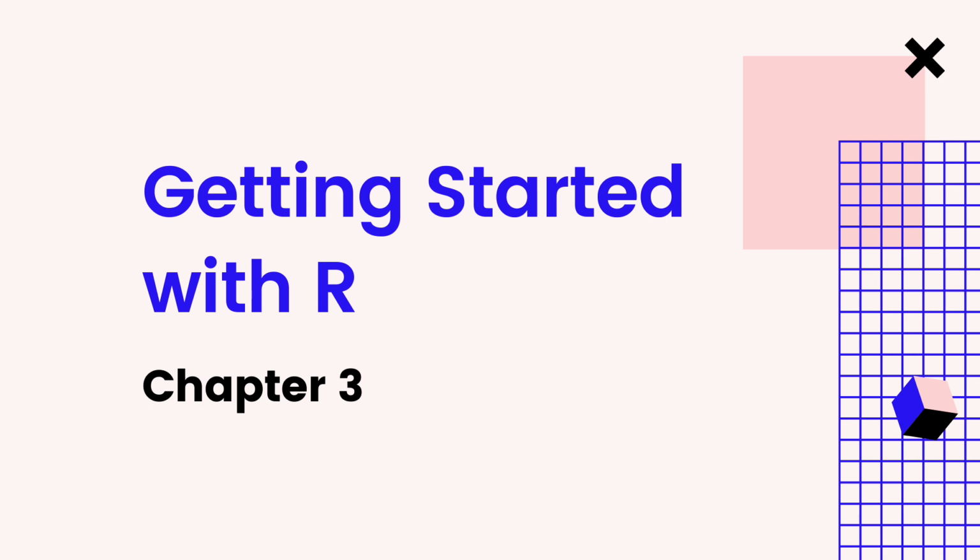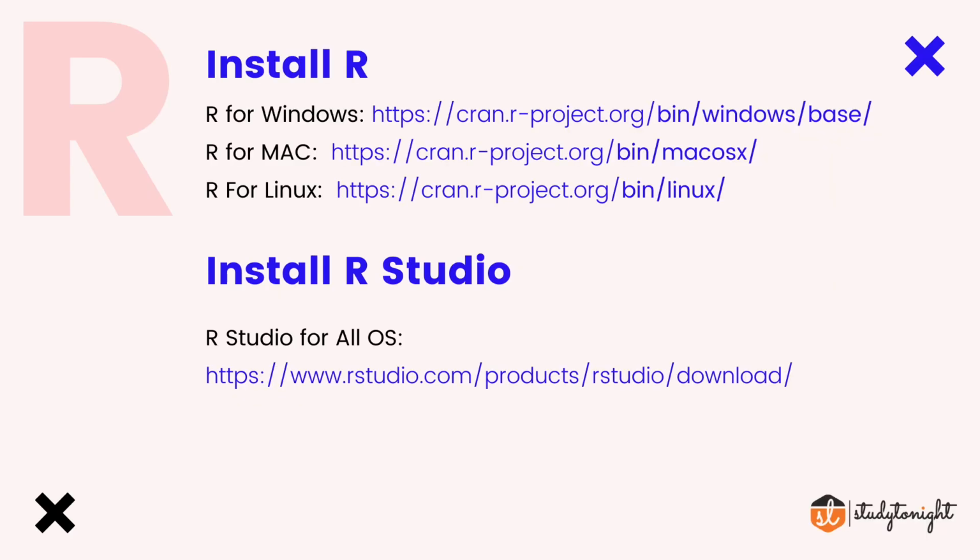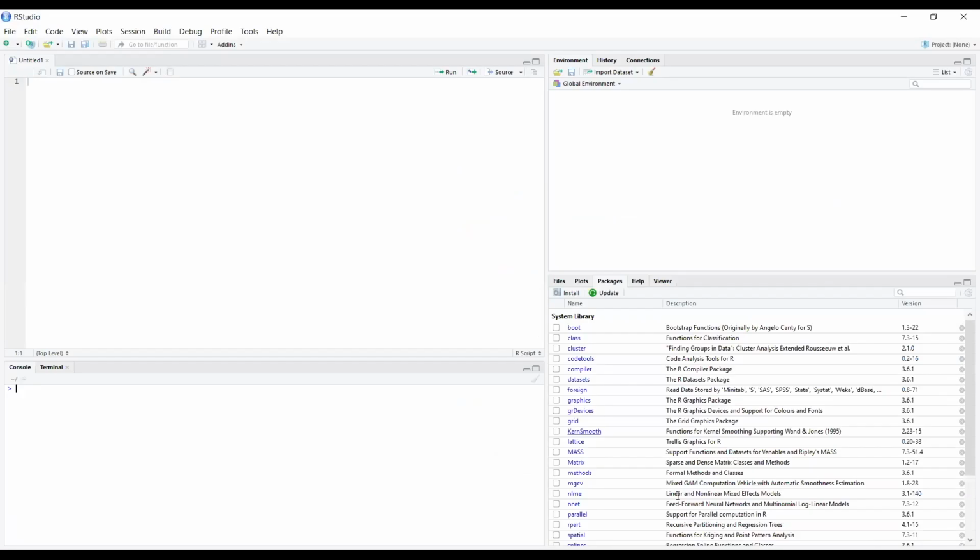Let's get started. In the last video, we already installed RStudio. If you have missed it, please follow the last video to install R and RStudio on your system. In this video, I am going to help you with the interface overview of RStudio along with some coding. So once you open RStudio, it will look something like this.